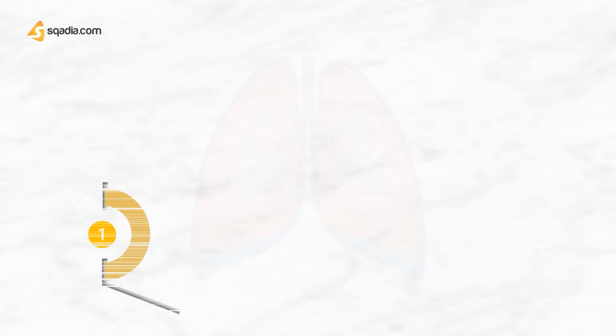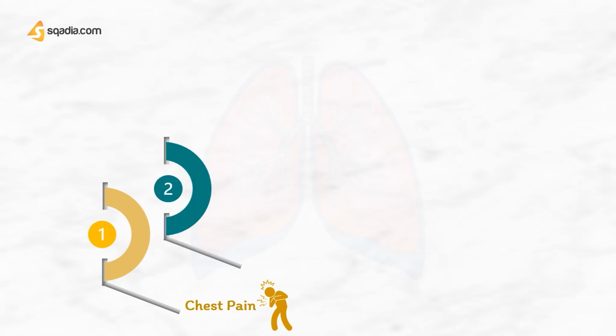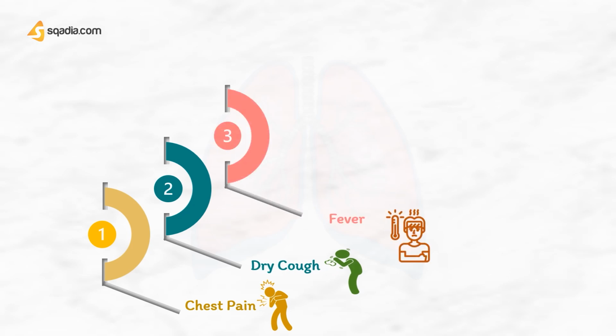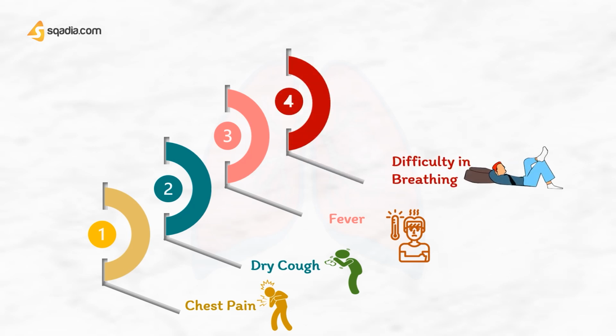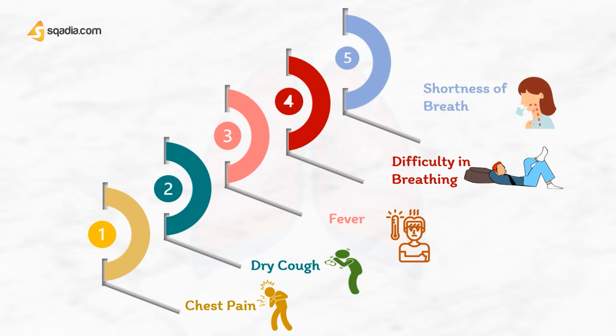Typical signs and symptoms are chest pain, as effusions restrict lungs expansion and cause pain. Dry or non-productive cough is another sign. Patient might be suffering from fever, difficulty in breathing while laying down, and shortness of breath are some clues for pleural effusions.